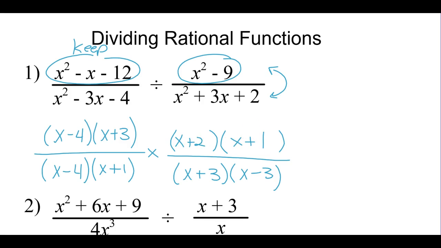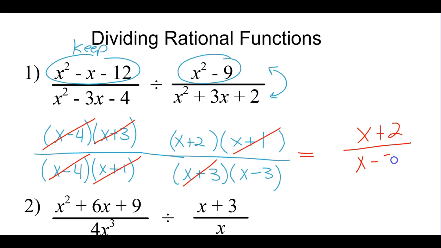And right now they're just multiplied, so basically it's one gigantic fraction. So at this point you can just connect it together and cancel a whole bunch of stuff. The x minus 4's cancel, the x plus 1's cancel, the x plus 3's cancel. So it's just two things. Your answer is x plus 2 over x minus 3.